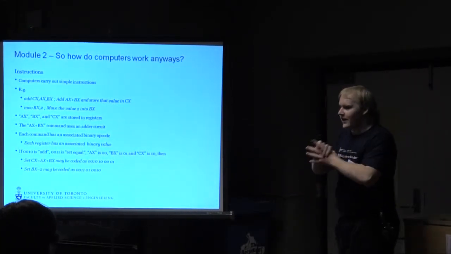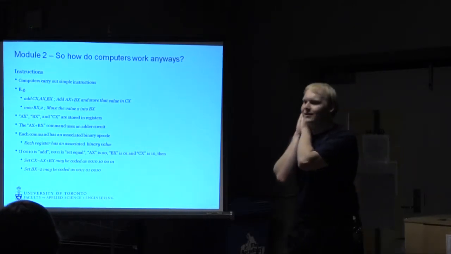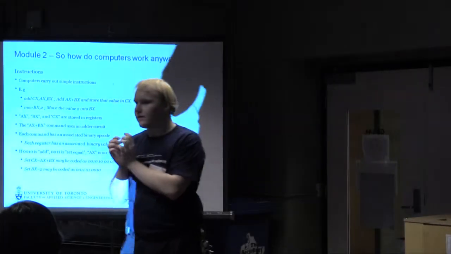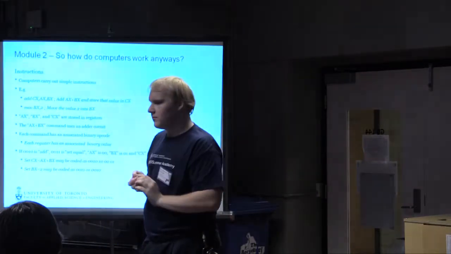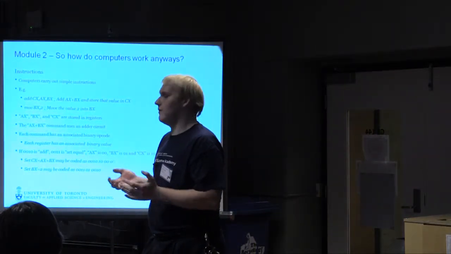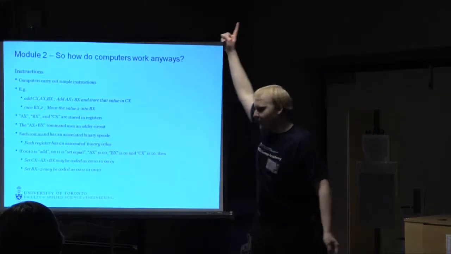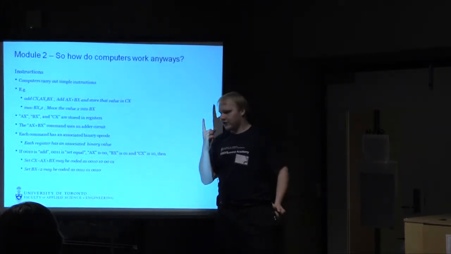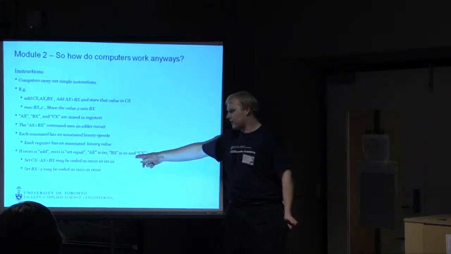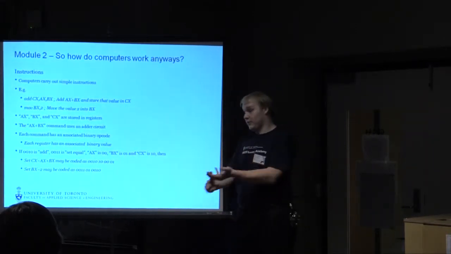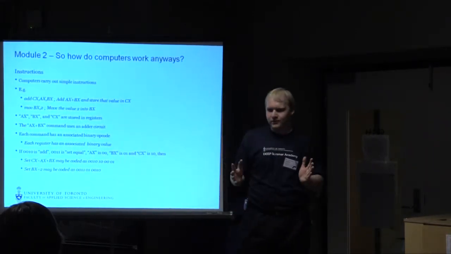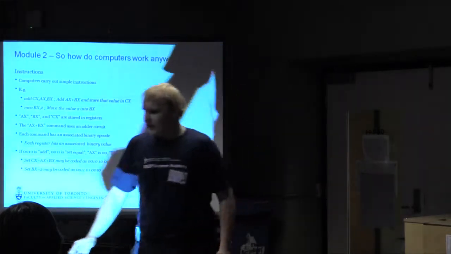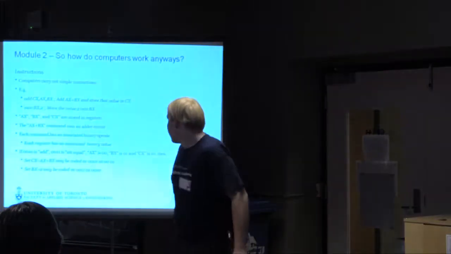Okay, so let's break it down. Yeah, right? 0010 is add. 00 is AX, 00 is AX, and 01 is BX. So AX equals AX plus BX. Make sense? So that is our machine code, right?